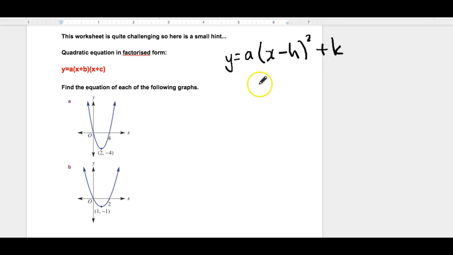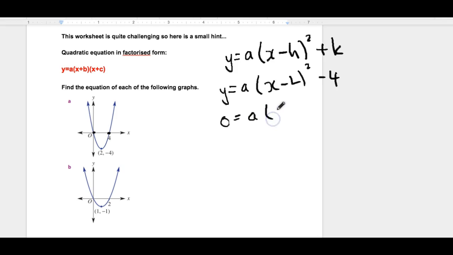Okay, so for your turning point form, remember the first thing you would do is substitute in your turning point. So we're looking at A here. Your turning point is 2, -4. So that means your value of H is 2 and your value of K is -4. Then the next thing you would do is substitute in a point. Now we have 2 points here, 0, 0 and 4, 0. You can't use the point you've already got. It just won't work for you. Now 0, 0 is easier than any other point.